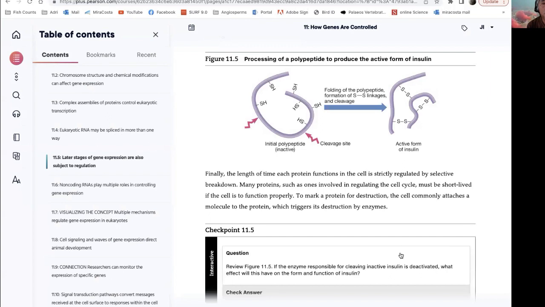Okay, on to lecture 15C. We're going to only lightly touch on what's there in the textbook. In fact, let me show you that right now. Okay, there it is. What we're looking at is the processing of the polypeptide proinsulin, which is one of the steps that has to happen after translation.